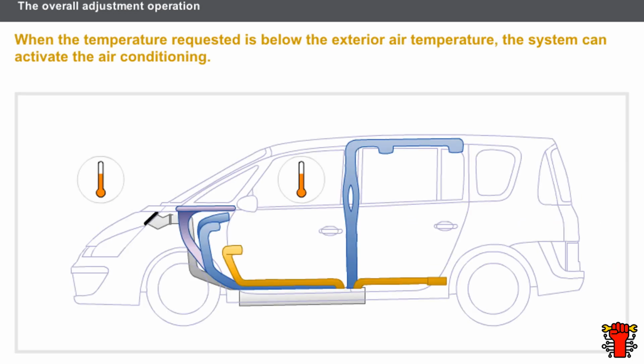The automatic adjustment system functions are as follows: activating or not activating the air conditioning, heat processing the air and distributing it in the passenger compartment, maintaining the requested temperature, adjusting the air conditioning according to exterior conditions, and stopping the air conditioning. Generally, when the temperature requested by the user is higher than the exterior air temperature, the system adjusts the air conditioning without starting the air conditioning. When the temperature requested is below the exterior air temperature, the system can activate the air conditioning or not.